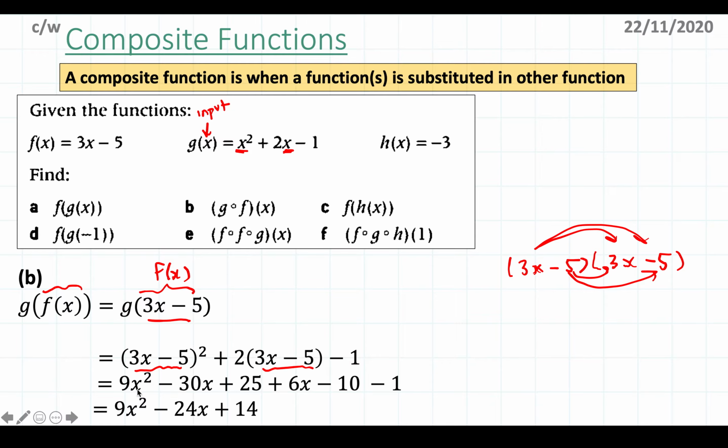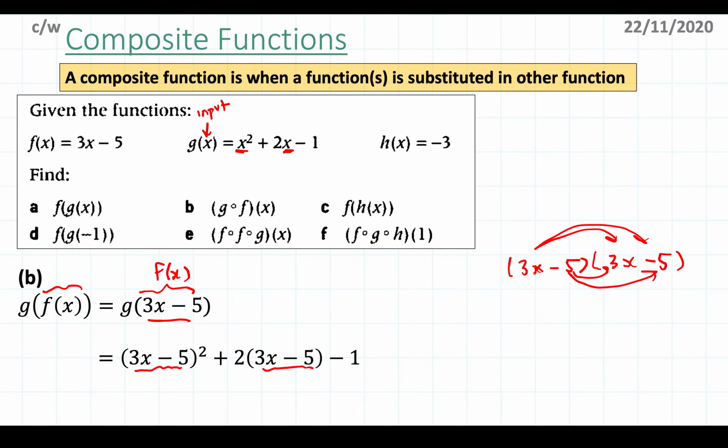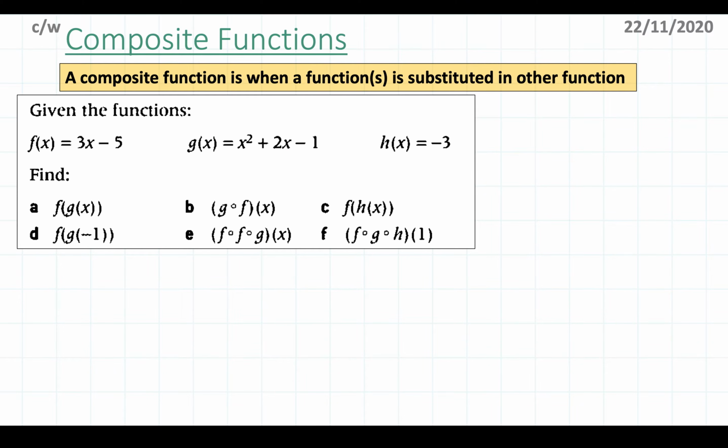So notice how 9x squared minus 24x plus 14 is completely different from this expression. It means that the order really matters for f of x and g of x. There are some instances where the order won't matter, but those are special cases that are discussed later. Now, what if you have three functions being composed with each other? That's completely fine. We can compose as many functions as we want. We can also compose the same function twice. Notice how it happens in part E if you want to try that on your own.